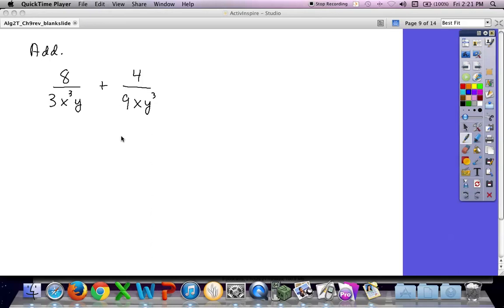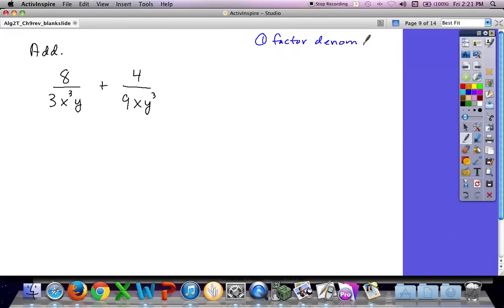Okay, let's remember the steps for adding and subtracting because they're pretty much the same steps, right? Step 1, factor the denominators. And in this case, what do you say about factoring these denominators?